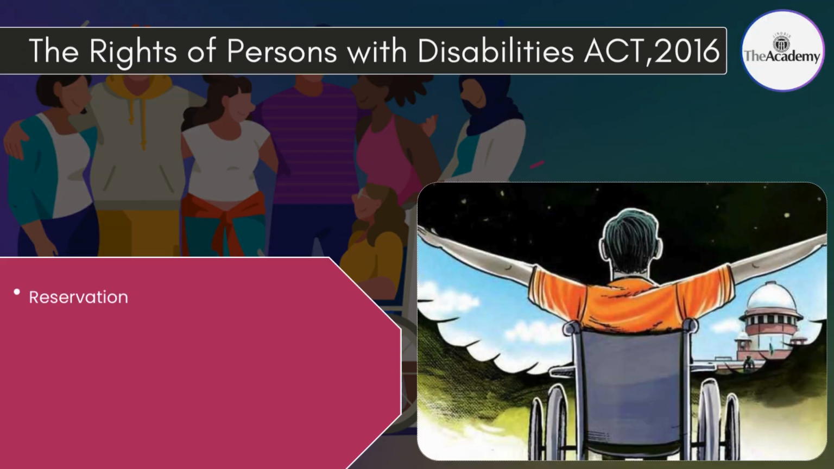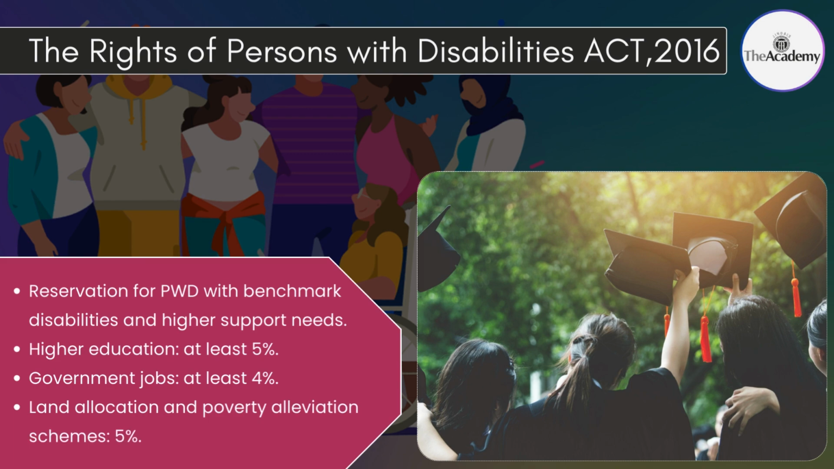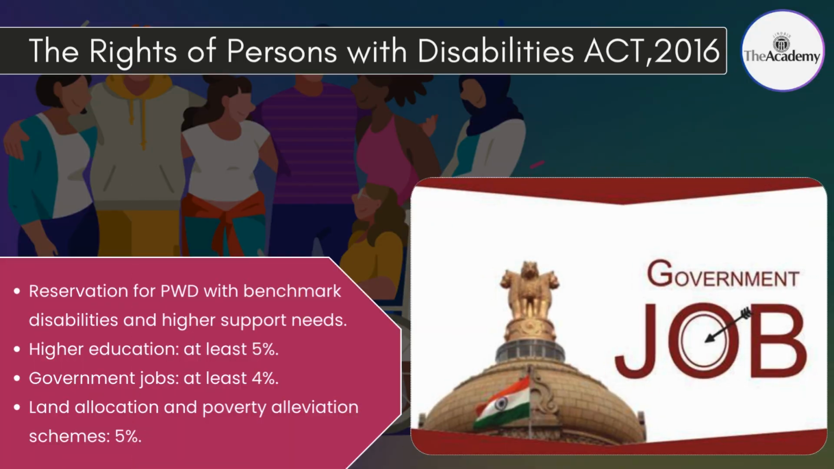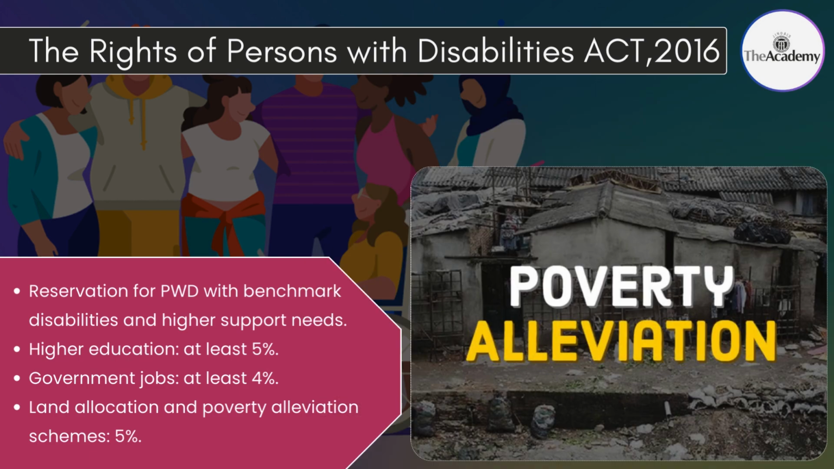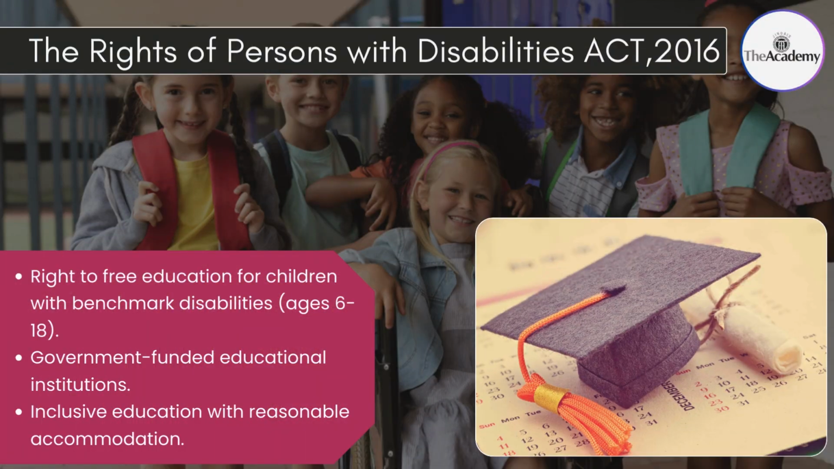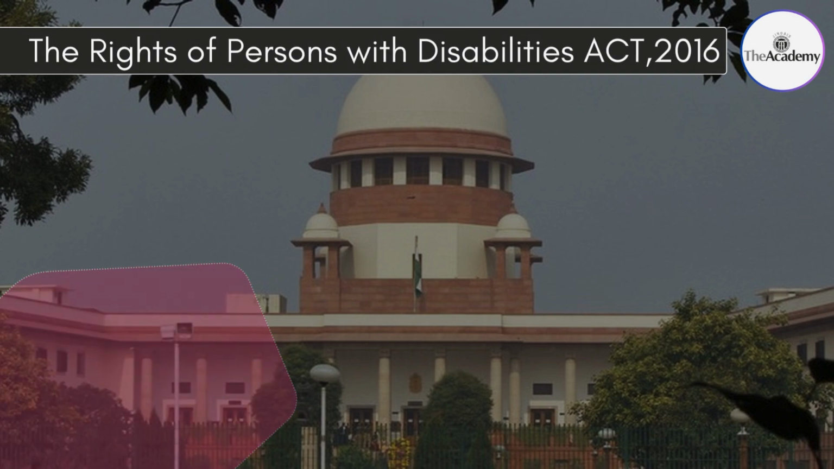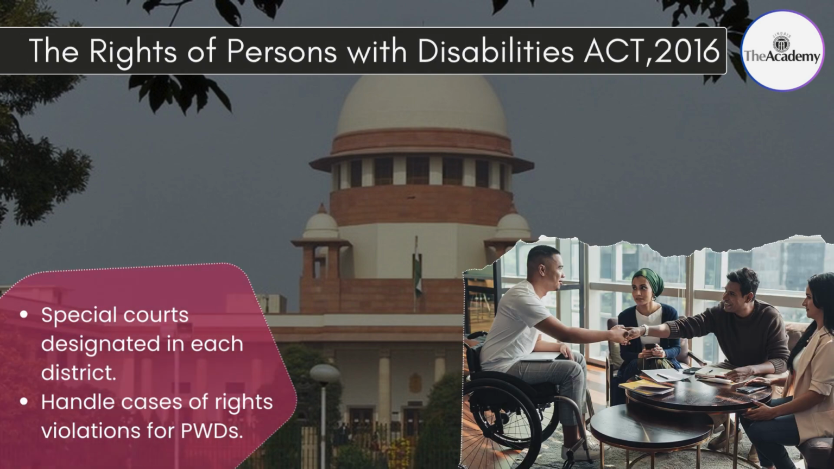The Act provides reservation for persons with benchmark disabilities and those with higher support needs in higher education, not less than 5%, government jobs, not less than 4%, in the allocation of land, poverty alleviation schemes, 5%, etc. The Act provides that every child with benchmark disability between 6 and 18 years shall have the right to free education. The government will fund educational institutions, as well as government-recognized institutions shall provide inclusive education to the children with reasonable accommodation. Special courts will be designated in each district to handle cases concerning violation of the rights of PWDs.